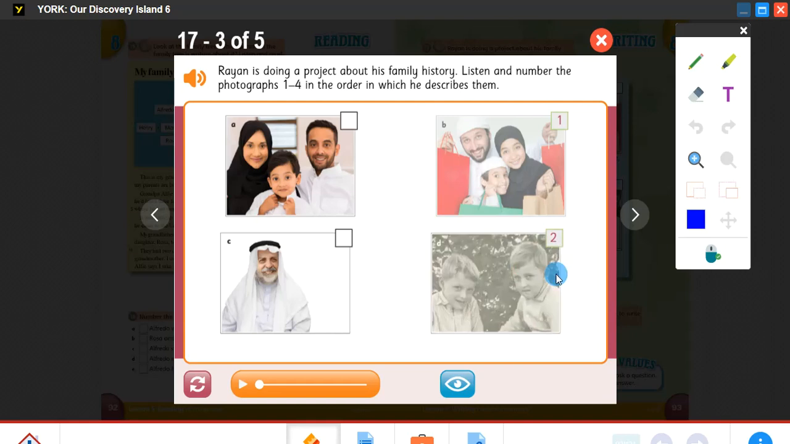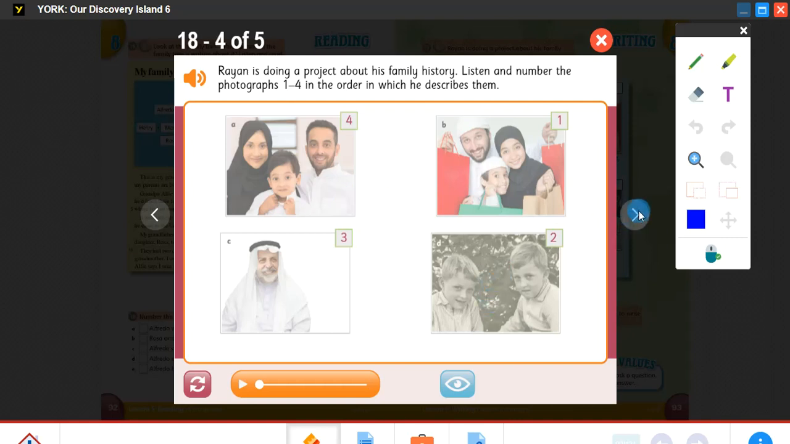And number 3 was the photo of his grandfather. So which one is the grandfather? Of course, this one, the grandfather who lived in Jordan. And finally is his cousin with her husband here. She's a nurse, as he said. So that's number 4. These are the answers in your class People's Book, activity number 17, page number 93.